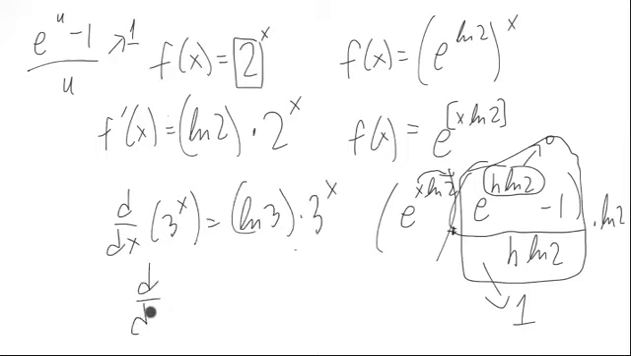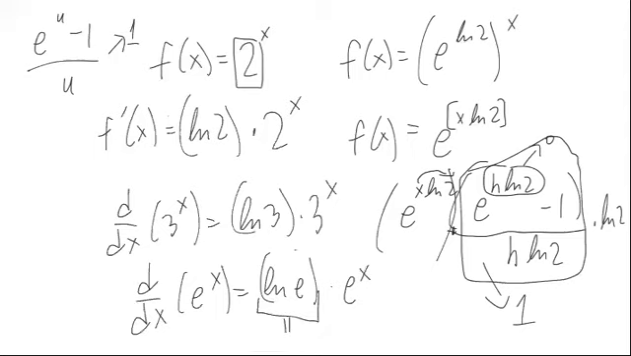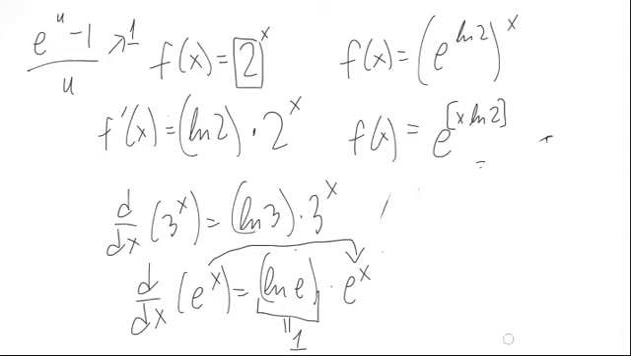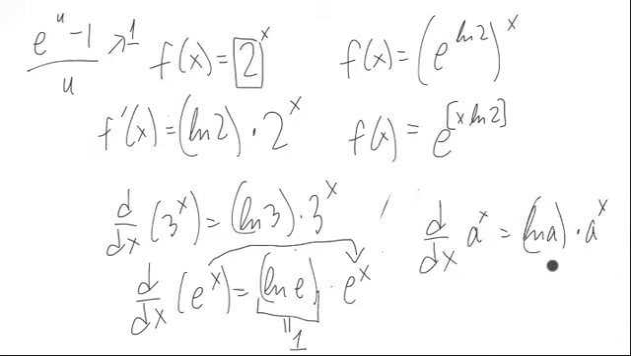Similarly, the derivative of even e to the x is natural log of e times e to the x, but that should be pretty clear. Natural log of e is just 1, right? So we get, just as we had before, the derivative of e to the x is e to the x. And in general, the derivative of a to the x is simply natural log of a multiplied by a to the x.